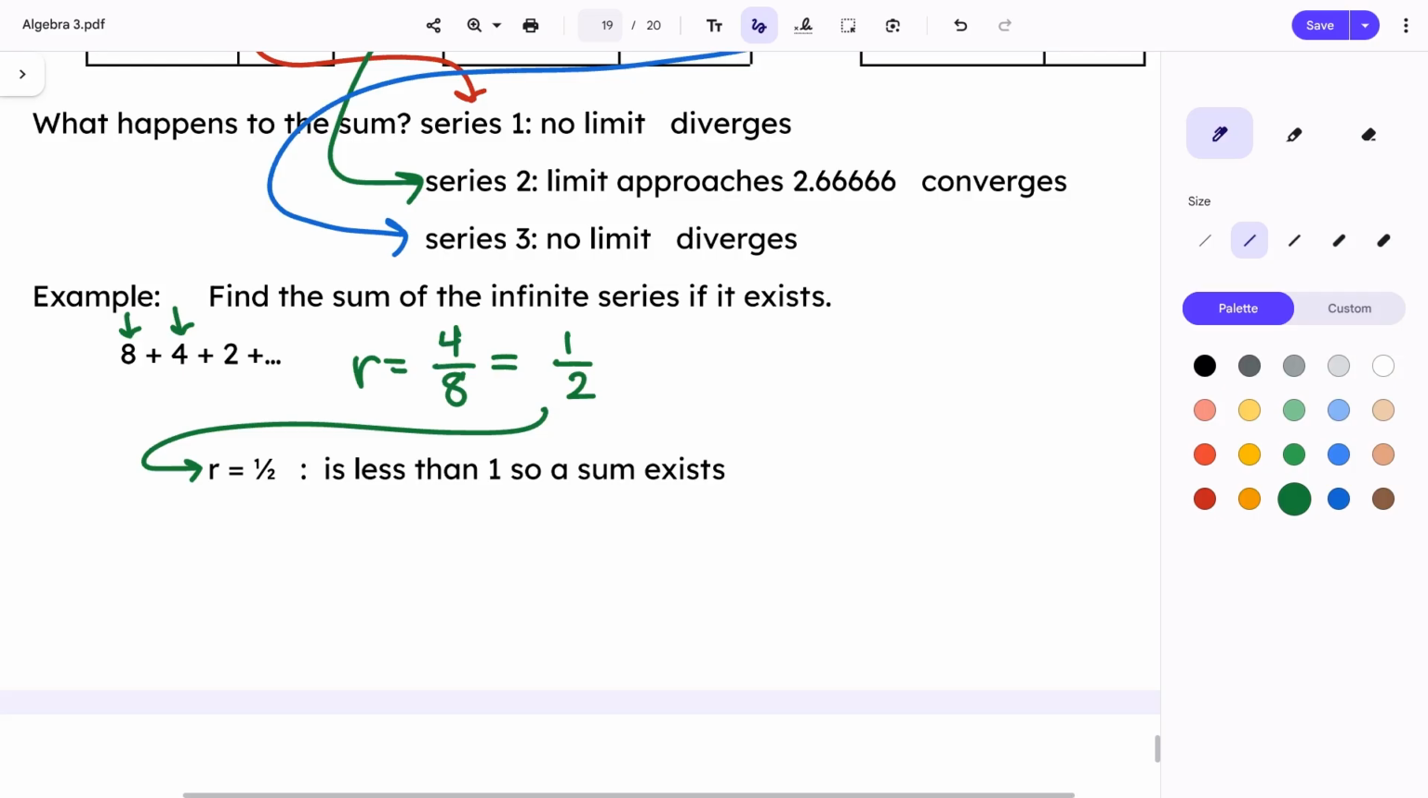That means that it's less than 1. So a sum does exist. So to find it, we can use that formula from the chart up above. So our formula says this: A1 over 1 minus the common ratio. A1 is your first term in the series, which is what number? 8. And what's my common ratio? What did we say R was? 1/2. So you're going to take 8 divided by 1 minus 1/2, or you're taking 8 divided by 1/2, which is?